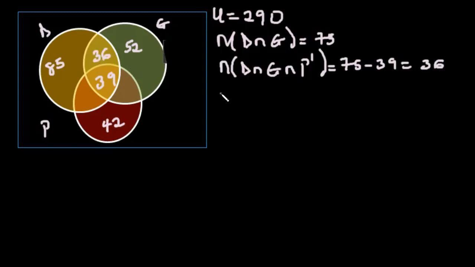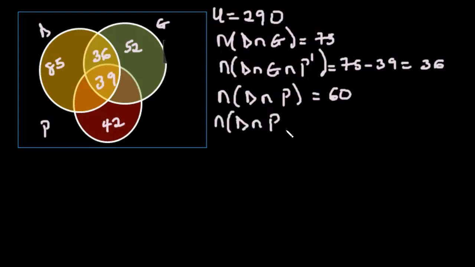So next, I will be given the number of people who read Daily Times and Punch to be, well, we were given 60. But what we are looking for now, because this Daily Times and Punch is this entire area and 39 is already out of it. So we are looking for the number of people who read Daily Times and Punch, but who do not read Guardian newspaper. And that would be 60 minus 39, which equals to 21.